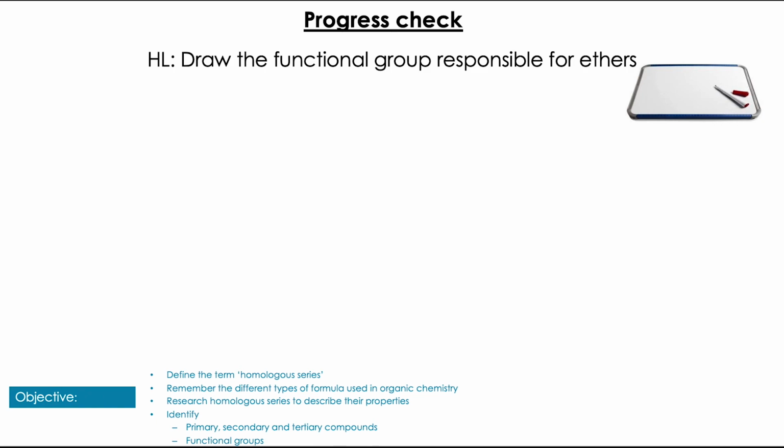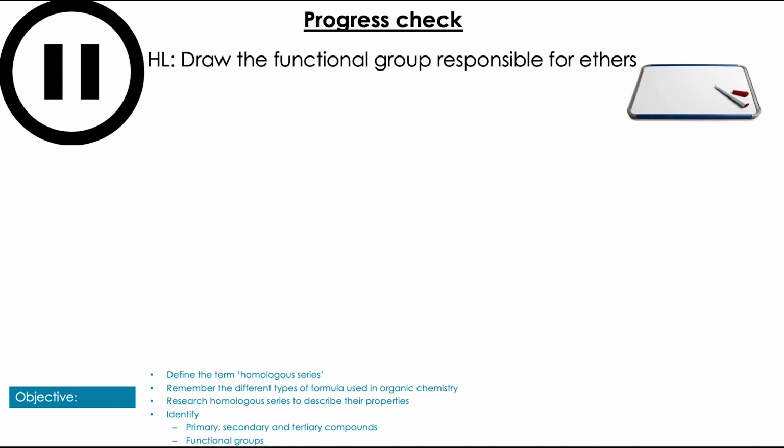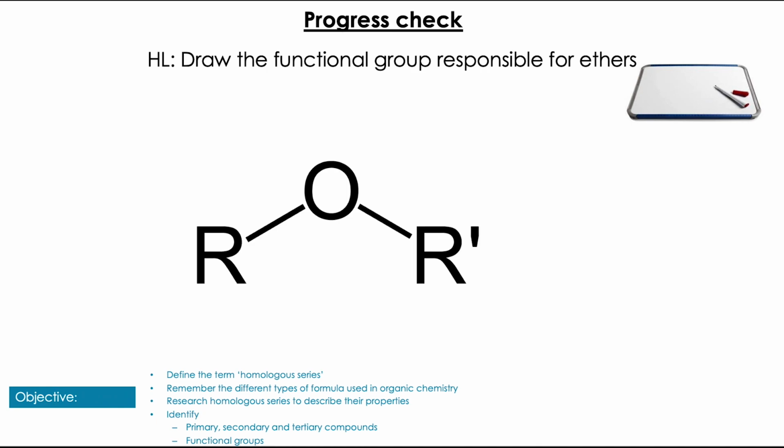Have a go for ethers. Pause the video. Pop those bad boys up. So ether, very, very simple group. These R groups can be symmetrical or they cannot. It could be two methyl groups, or it could be one methyl group or whatever and another different chain.